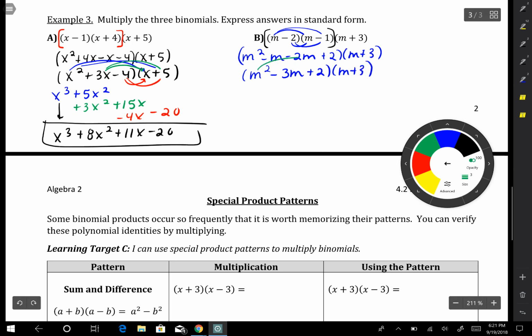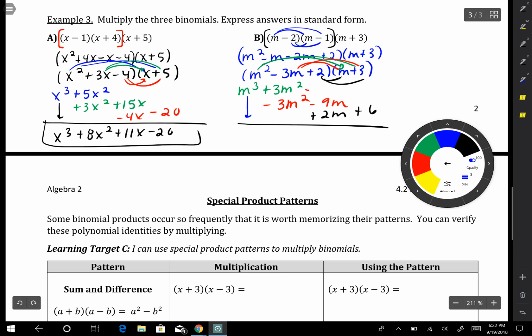I'm going to distribute my m squared times m cubed, m squared times 3, 3m squared. Distribute my negative 3m times m is negative 3m squared. Negative 3m times 3 is negative 9m. And finally, my 2 times m is 2m, and 2 times 3 is 6. So I can combine my like terms. I have m cubed. My 3m squared and negative 3m squared cancel, but then I have negative 9m plus 2m is negative 7m, and then plus 6.